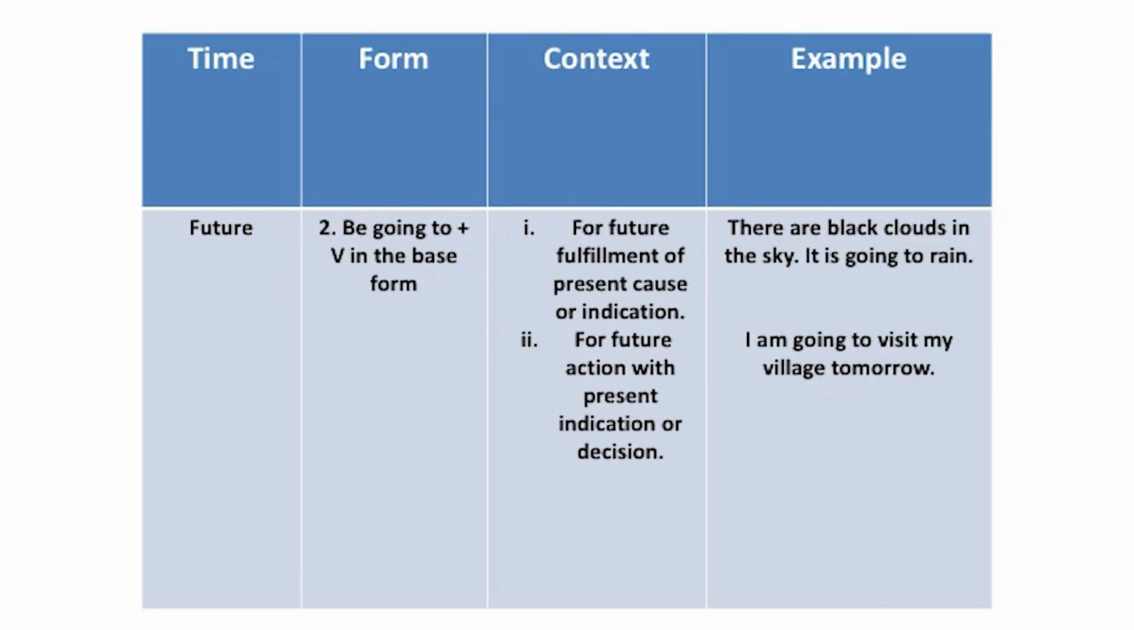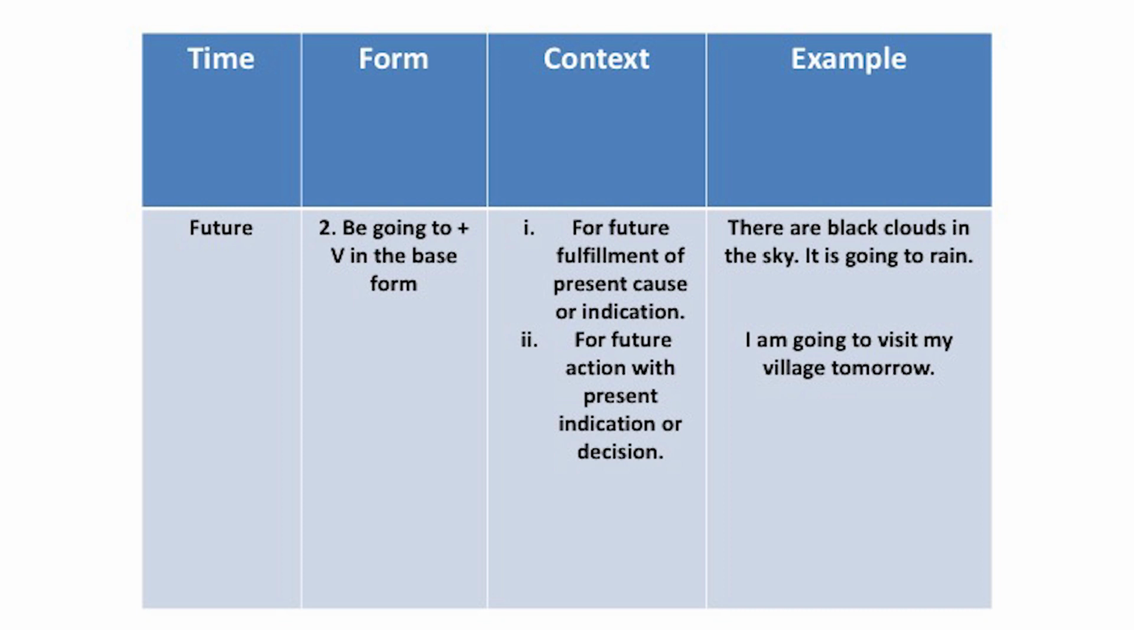Next, for expressing the future time, we take the help of be going to plus main verb in the base form. The context in which we use be going to plus main verb in the base form: the first one is for future fulfillment of present cause or indication. As I told you, external indications for future: black clouds in the sky, lightning, thunder, it is going to rain. The same example is also there. There are black clouds in the sky, it is going to rain.